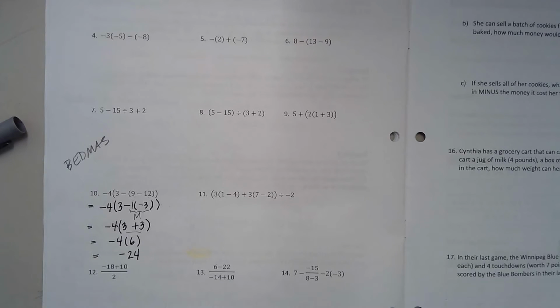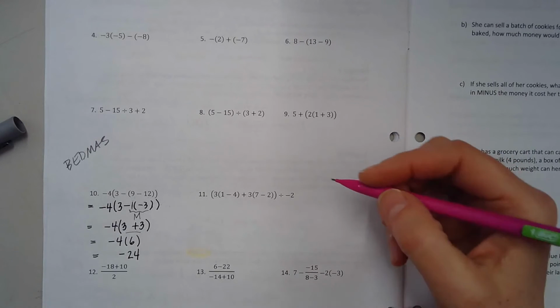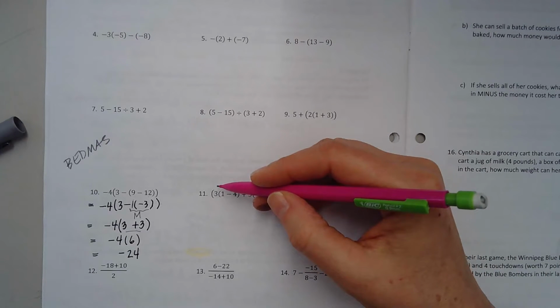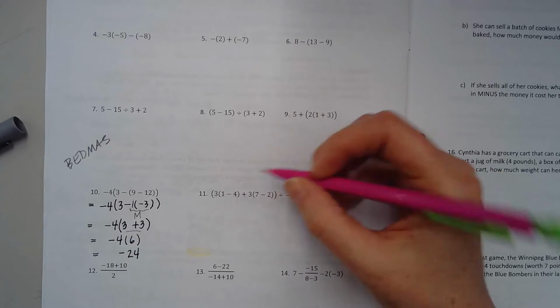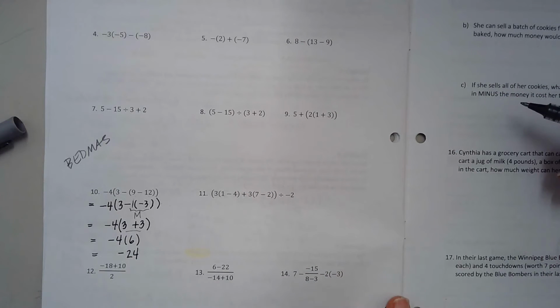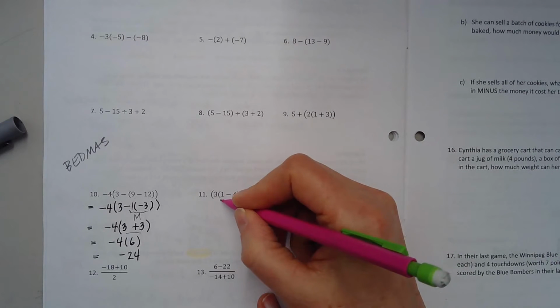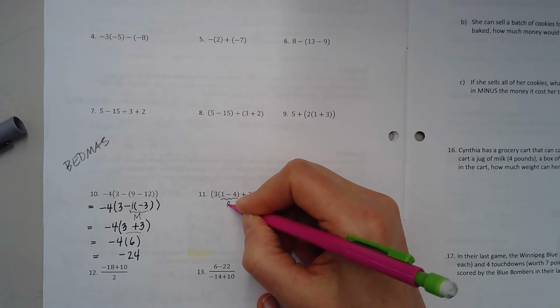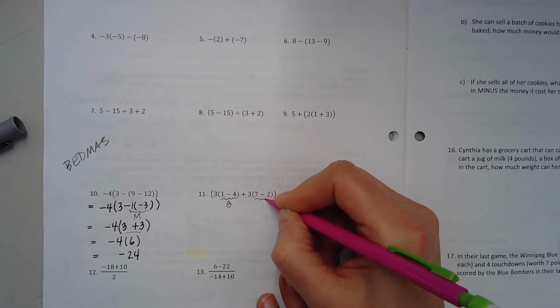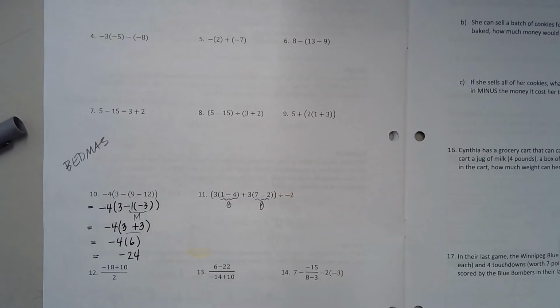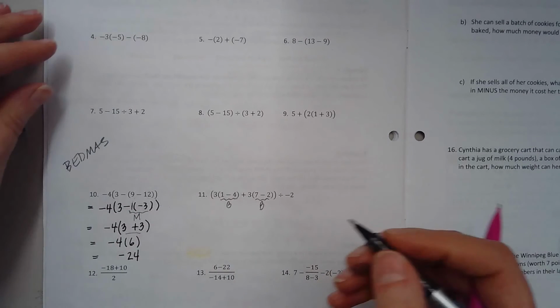Okay, let's take a look at this number 11. It's actually a little more complicated looking. Number 11 says 3 times in brackets 1 minus 4 plus 3 times 7 minus 2, and then divided by -2. So again, I see brackets inside brackets. I see a bracket and a bracket here. So those are inside brackets. I'm going to do those first. So everything else is going to get rewritten.